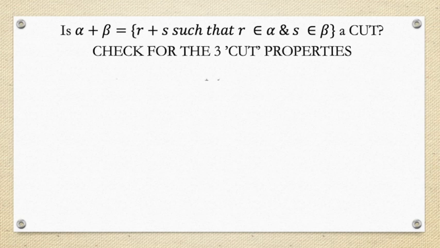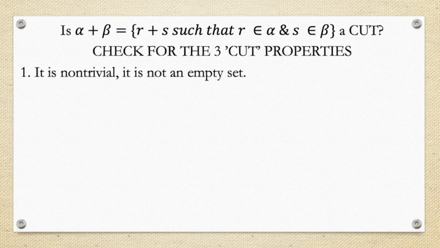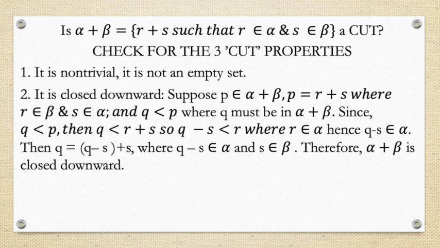Let's check. First, it is non-trivial because it is a non-empty set. Alpha and beta are non-empty sets. Second, is it closed downwards?